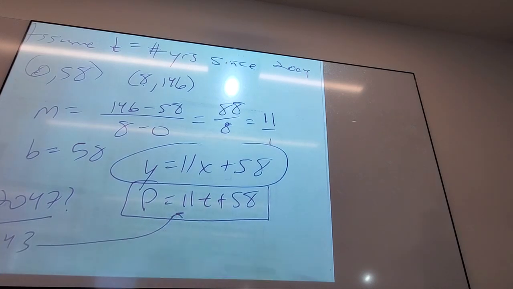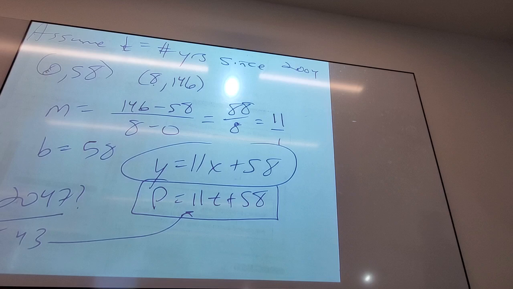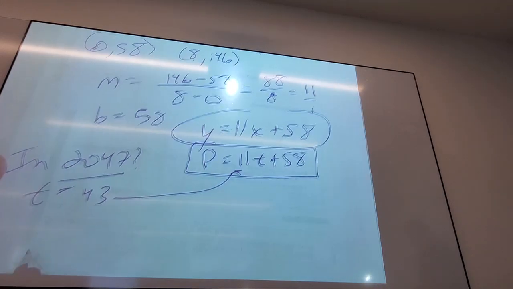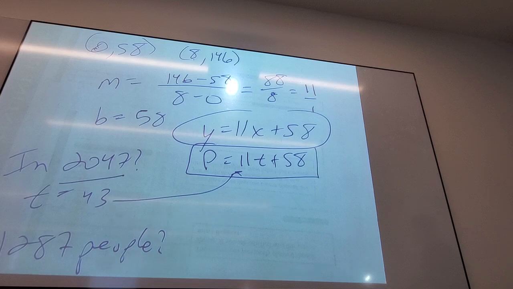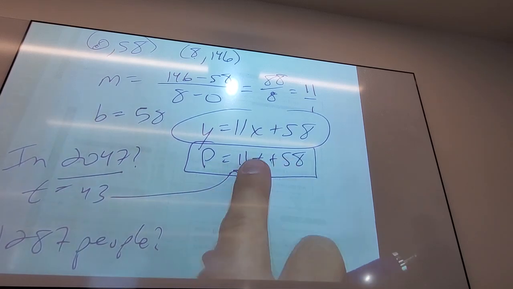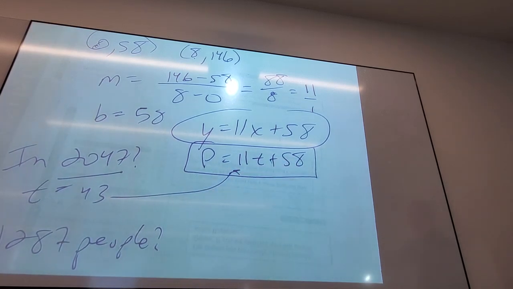I don't care what that is. You can just multiply that. What if I said, when will there be 1,287 people? Put that in for P, subtract, divide, blah, blah, blah, blah. Okay, you guys kind of with me?